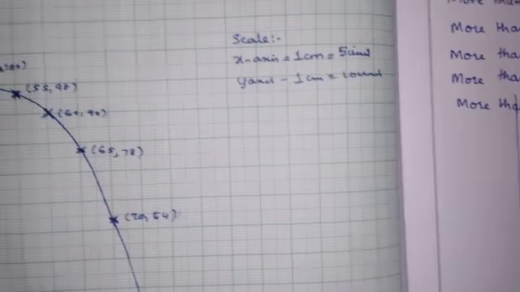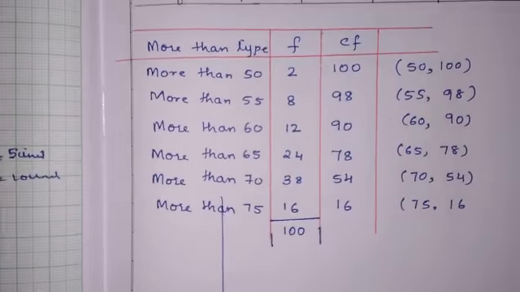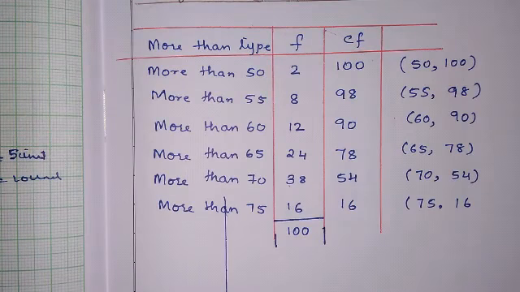This is about the less than type and more than type OGIVE, which is very important. So this completes the chapter Statistics.